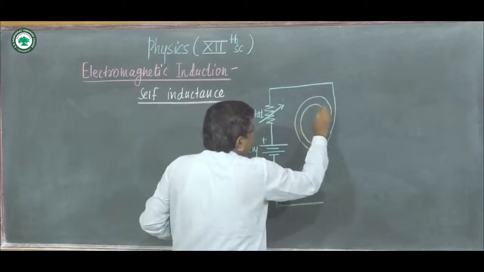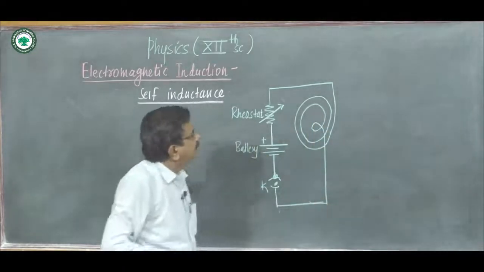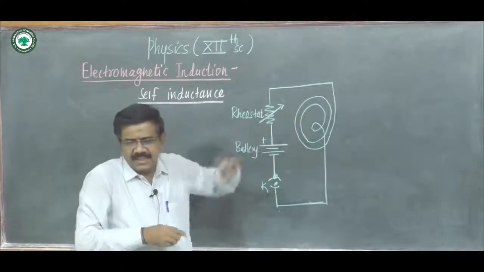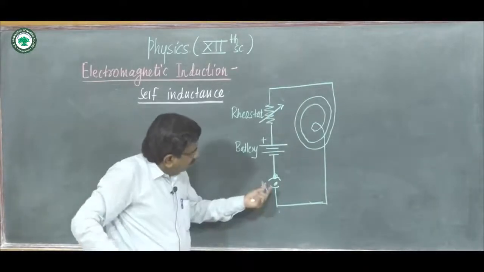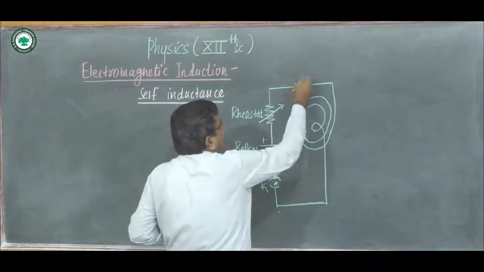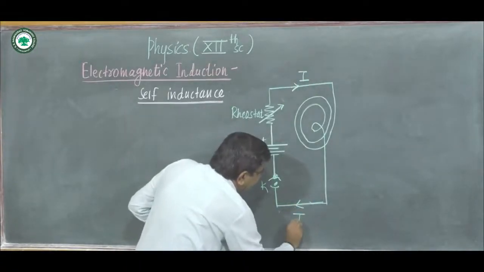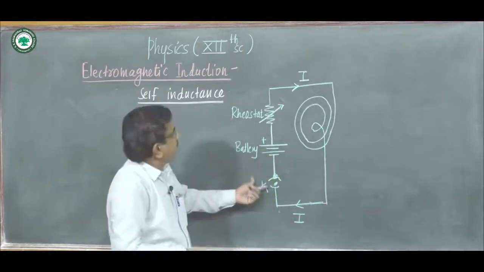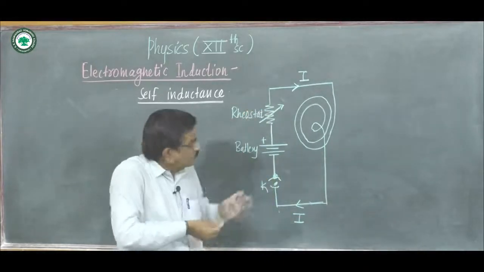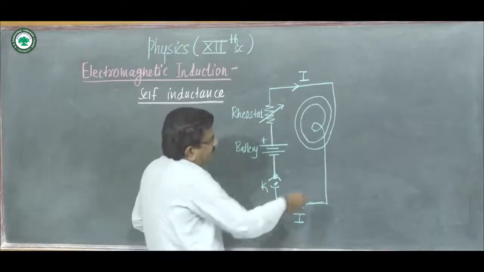Suppose this is a conducting coil. When key is closed, the current flows through this coil. This is the direction of the current. When key is closed, rheostat, used to change the current, increase or decrease the current, and this is the coil.